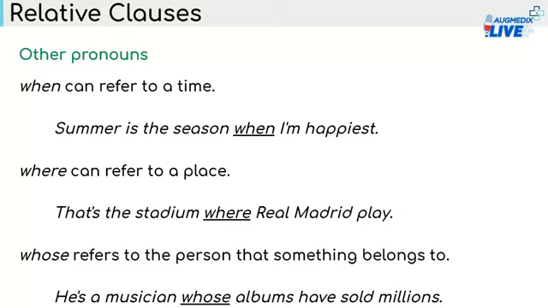So note the relative clauses here. In the first example, summer is the season when I'm happiest. Which part do you think is the relative clause in this sentence? When I'm happiest.